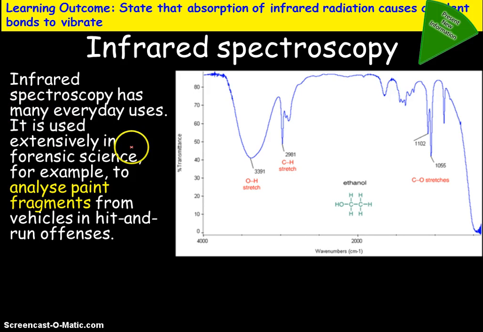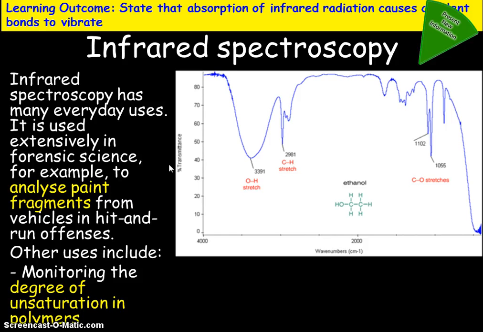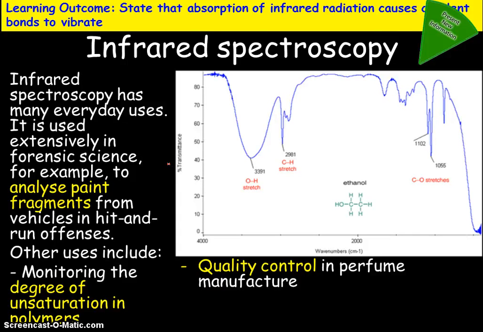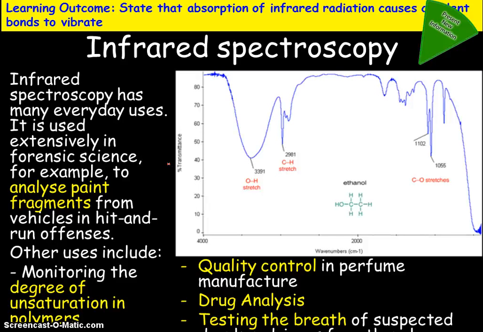So we use it for lots of different things. We use it to analyse paint fragments, we use it to identify the degree of unsaturation occurring in polymerization, we use it to ensure that the chemicals we produce are pure, in drug analysis and in breath testing.